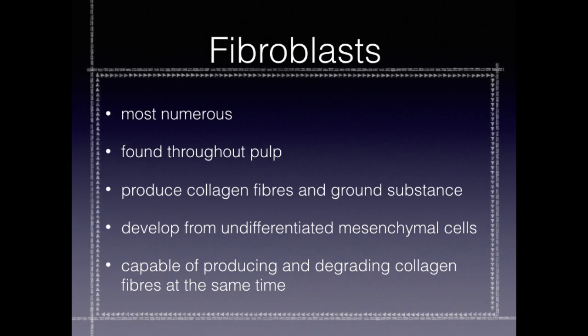The fibroblast differentiates from that pool of mesenchymal cells. The unique thing about the fibroblast is, when we talked about protein synthesis, it is a blast cell, it makes collagen fibers, but within the same cell it can also break down and degrade collagen. So it acts like a clast cell within the same cellular component at the same time.